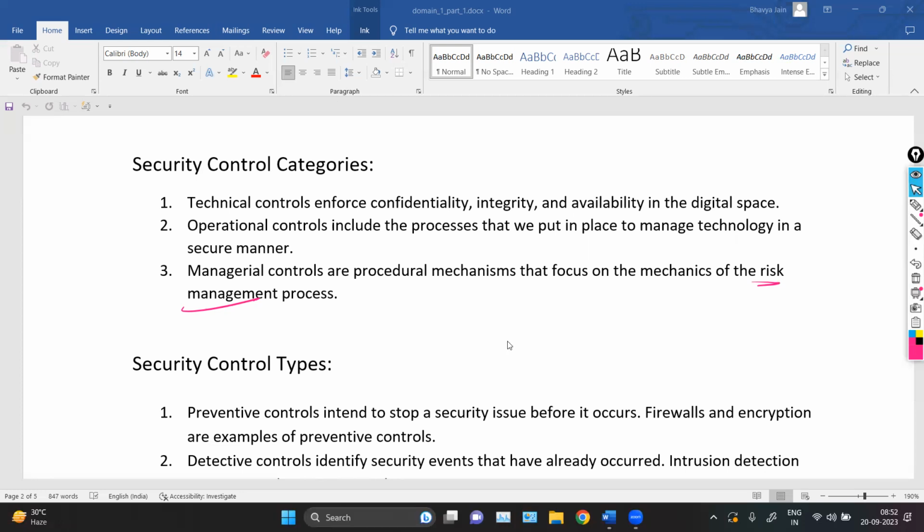So managerial controls are all about risk management, which is a procedural mechanism that mainly focuses on the risk management processes, like how to perform risk management, what the parts in risk management are, and what actually is involved in it. That we will discuss later.